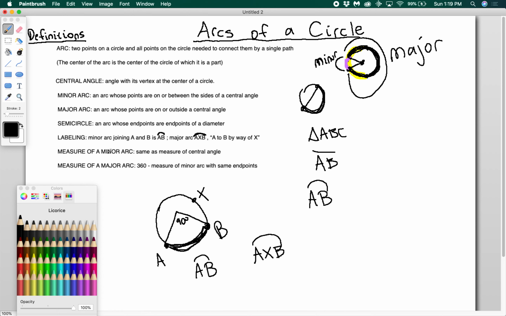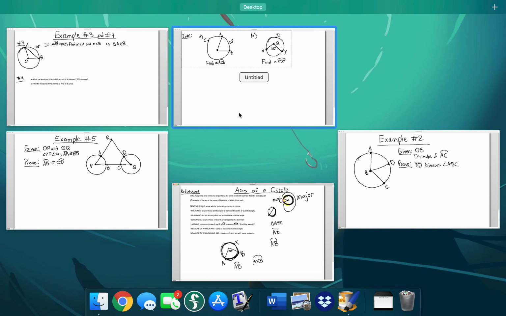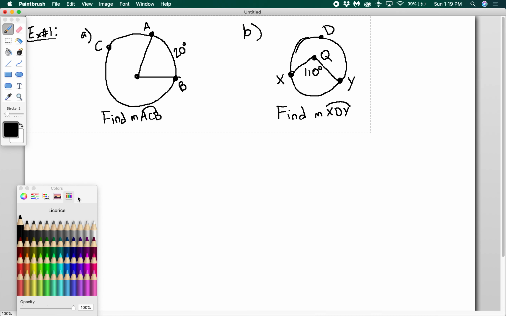Okay, and the measure of a major arc is 360 minus the measure of the minor arc with the same endpoints. So if I want the measure of this arc here, I would just do 360 minus 90, and I'd get 270, and that would be the measure of my major arc there. Okay, so make sure you have all these definitions down, and you're comfortable with that, because we're going to use these words a lot. So let's look at our first set of examples here.